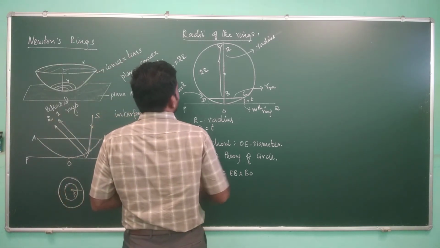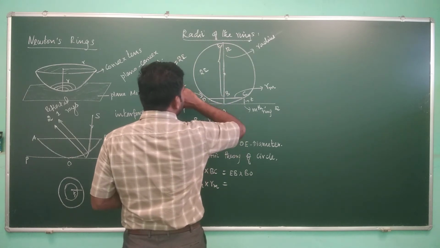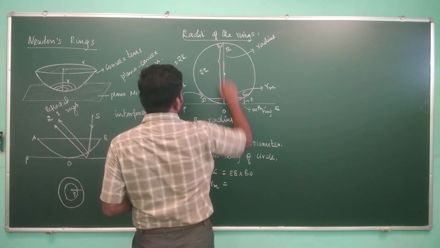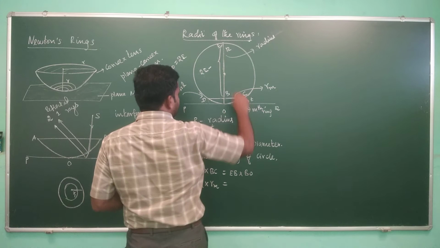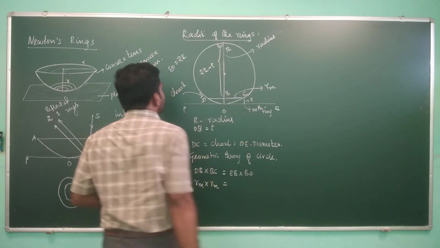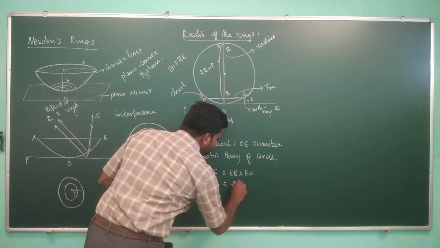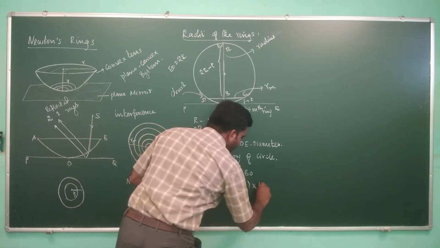So in that case, EO is 2R, and what we want is EB. To get EB, we have to subtract this portion BO from EO. What is BO? BO is nothing but T. So 2R minus T is equal to EB. So EB, 2R minus T, multiplied by BO, which is T.